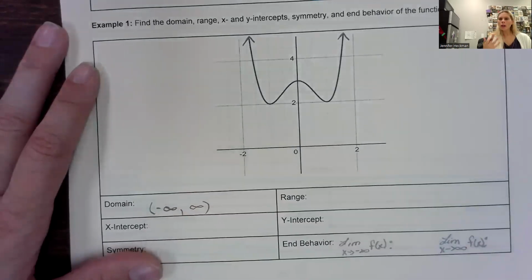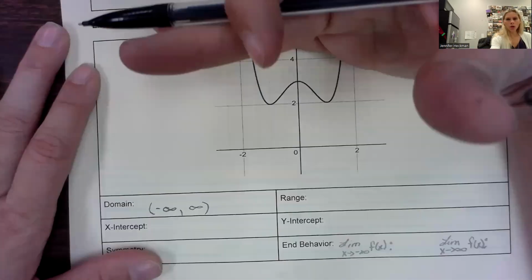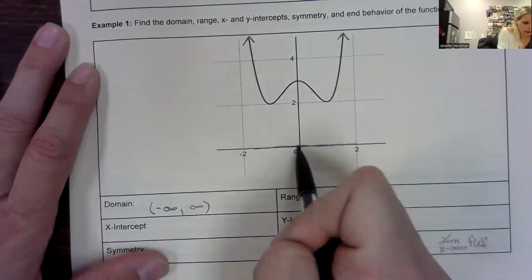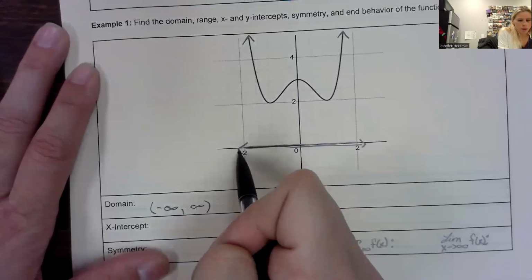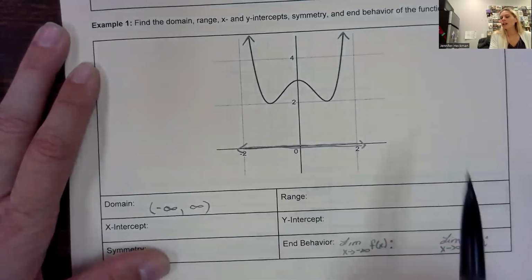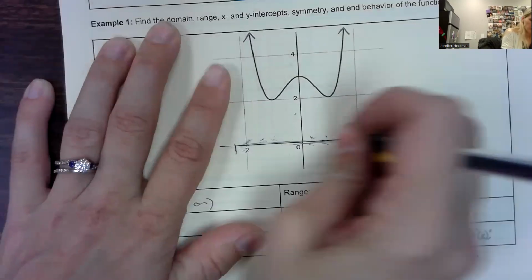The other thing I want you to think of for domain is this. If I were to squish this whole graph onto this x-axis right here, my arrow would be going in both directions. So negative infinity to infinity. That's another way to think of domain.